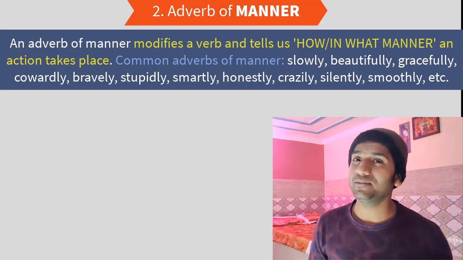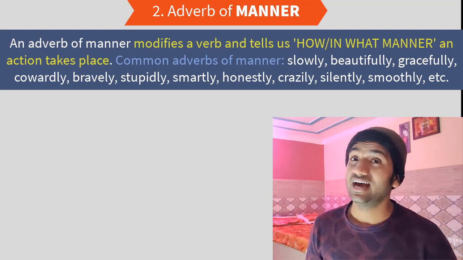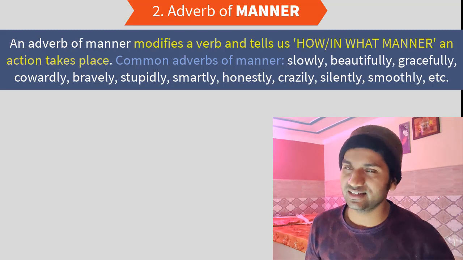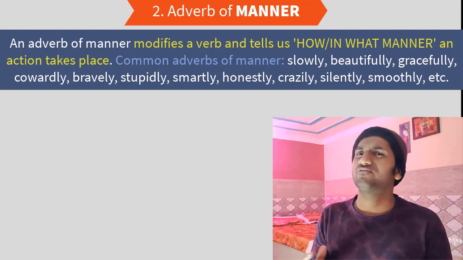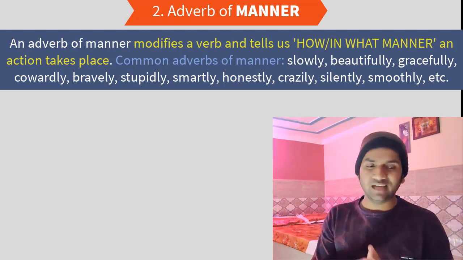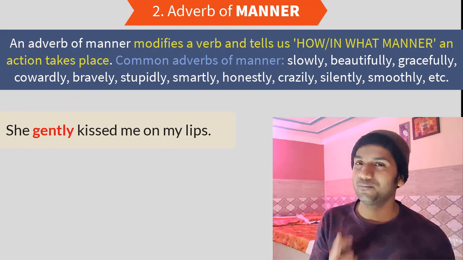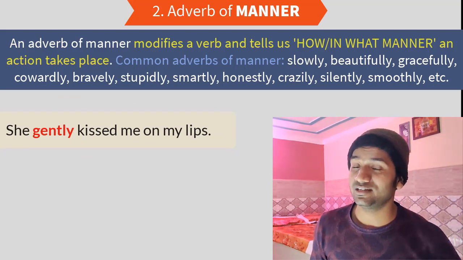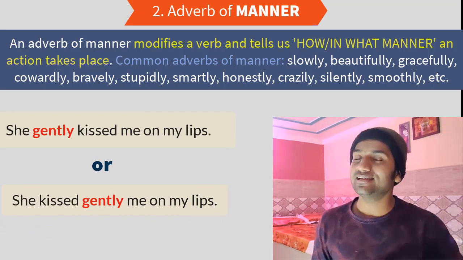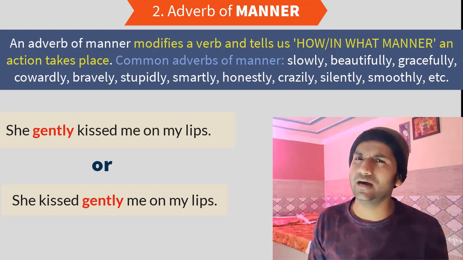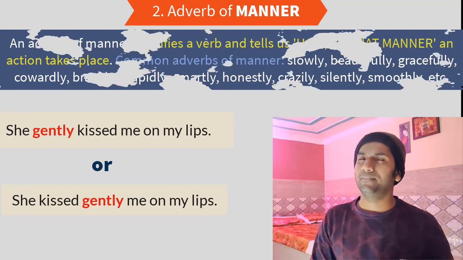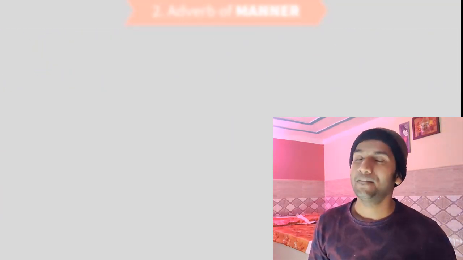And where do we place them in a sentence? They generally come after the main verb, after the object of a verb, if the verb is transitive and has an object, or just after the verb. But sometimes it can also come before the main verb. For example, she gently kissed me on my lips. She gently kissed me. How did she do this action? Gently, coming before the main verb. She gently kissed me on my lips. So generally they come after the object or after the main verb, but sometimes it can also come before the main verb. An adverb of manner.